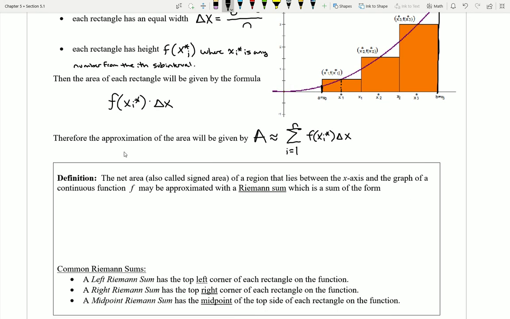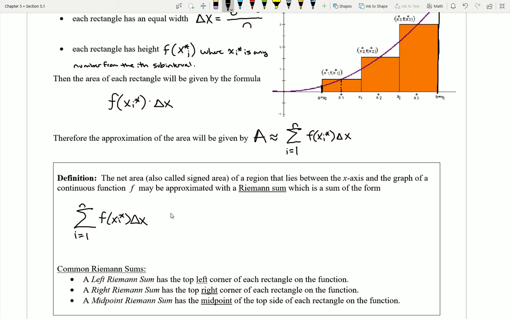We'll say here that the net area, or what's also called the signed area, of a region that lies between the x-axis and the graph of a continuous function may be approximated with a Riemann sum, which is exactly what we just stated. It's using rectangles to approximate the area, by adding up areas of a bunch of different rectangles.